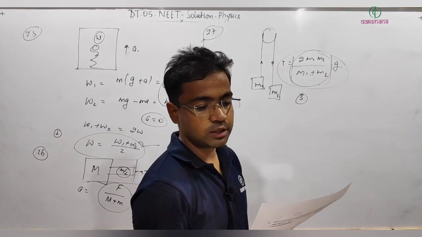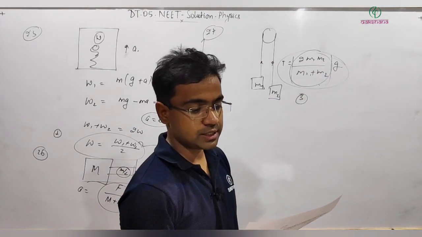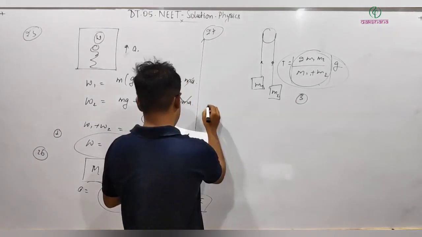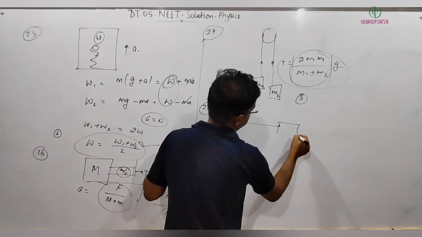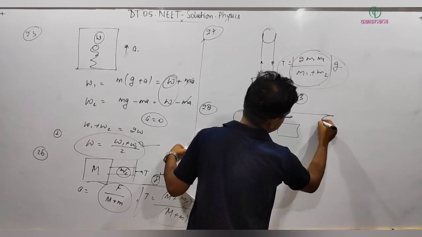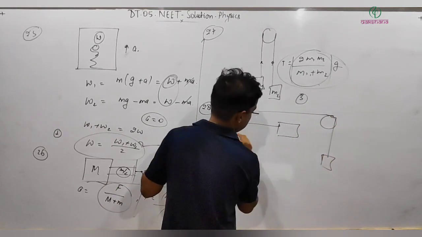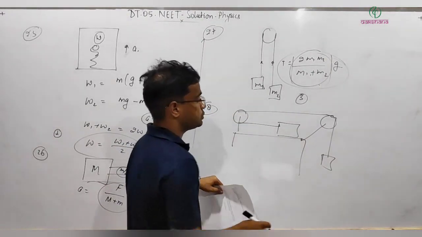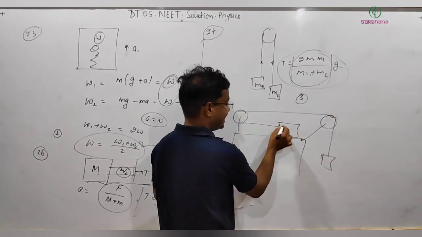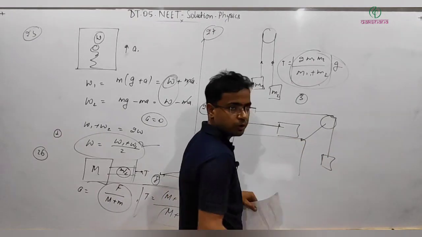Consider the system shown in the figure. The pulley and the strings are light and all the surfaces are frictionless. The tension in the string. So question number 28. Here this, this, this, and this. Is it? So now see what is happening here in this situation. Only one string and this is pulled horizontally. This is the only pulling force applied.